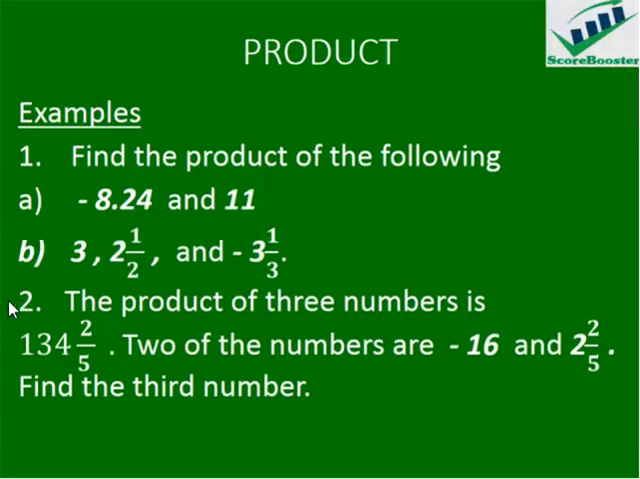So the second question says the product of three numbers is 134 whole number 2/5. This is a mixed fraction. They said when you multiply three numbers together, the result you have is 134 whole number 2/5. But we are given only two of the numbers that are multiplied together. Find the third number. Here we can see this is minus and plus. The first thing you do is what? You multiply the sign, multiply the number, and then we'll see how to get the third number in the solution of the example. Now we move to the solution.